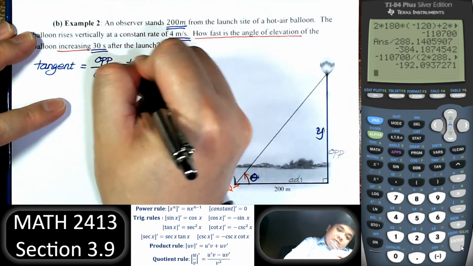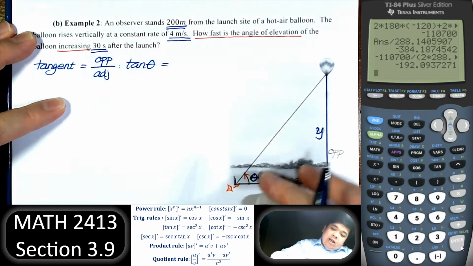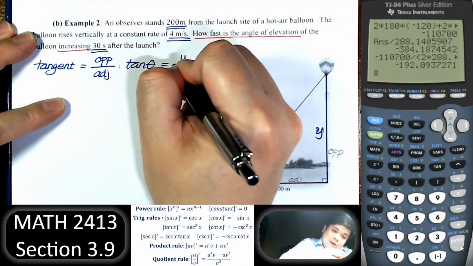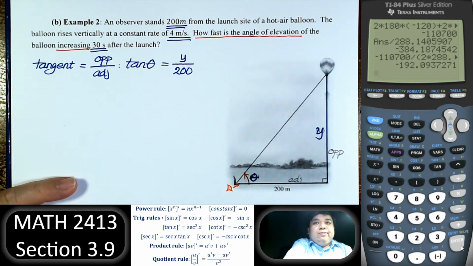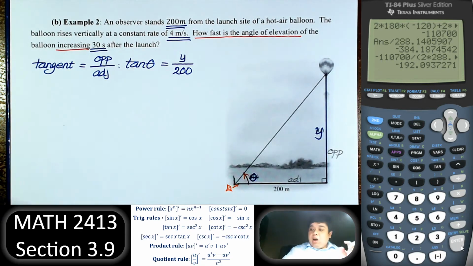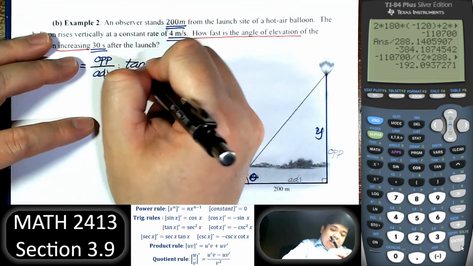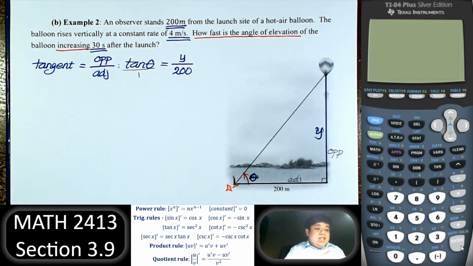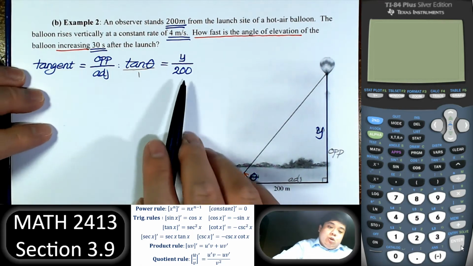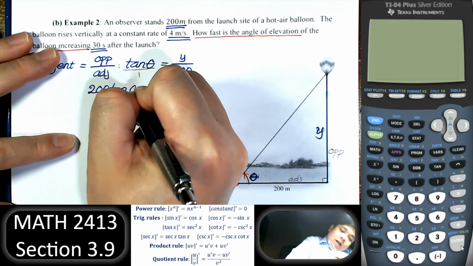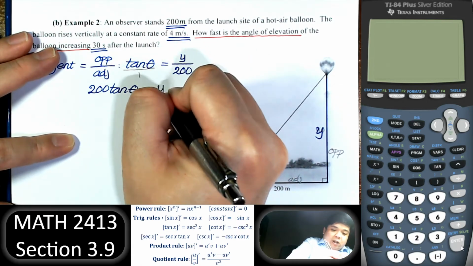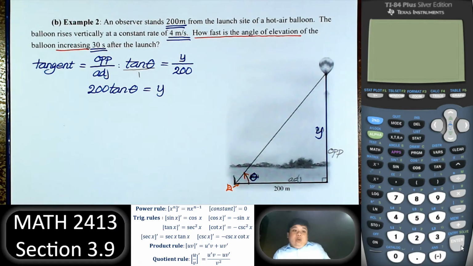In particular, tangent of theta, opposite over adjacent. Simple enough. Now, cross multiply, because just like implicit differentiation, we simplify the equation if we can, because that makes the derivative a lot easier to do. So cross multiply: 200 tangent of theta equals y. And so we have the equation that relates everything together.